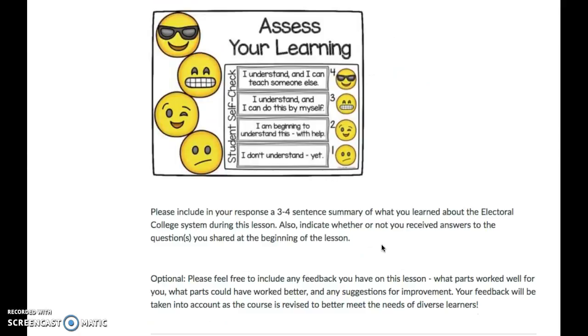You'll also include in your response a 3 to 4 sentence summary of what you learned about the Electoral College system during the lesson. Also, please indicate whether or not you received answers to the questions you shared at the beginning of the lesson. You also have the opportunity to include any feedback you have on the lesson, what parts worked well for you, what parts could have worked better, and any suggestions for improvement. Your feedback will be taken into account as the course is revised to better meet the needs of diverse learners.